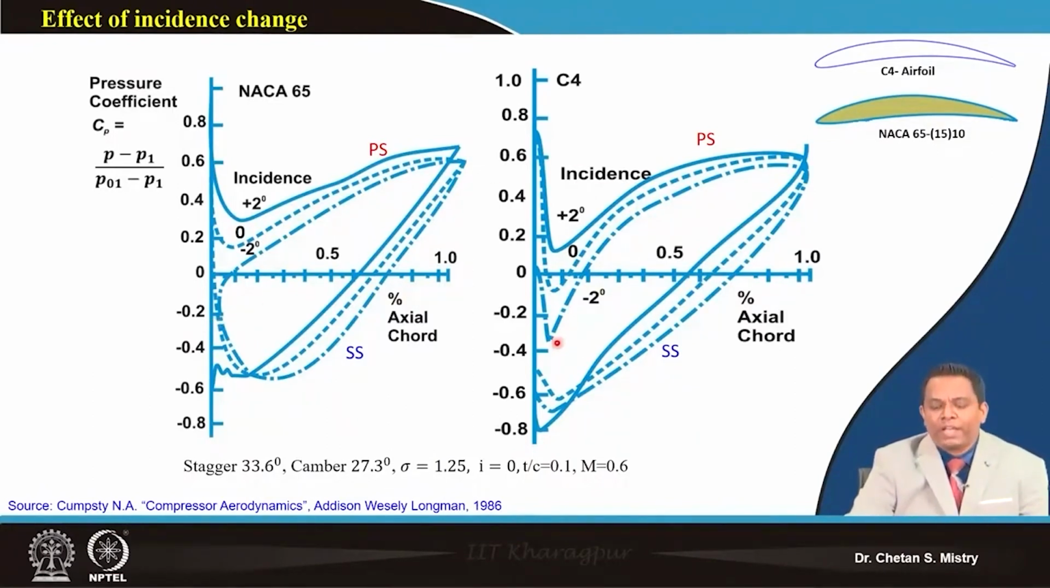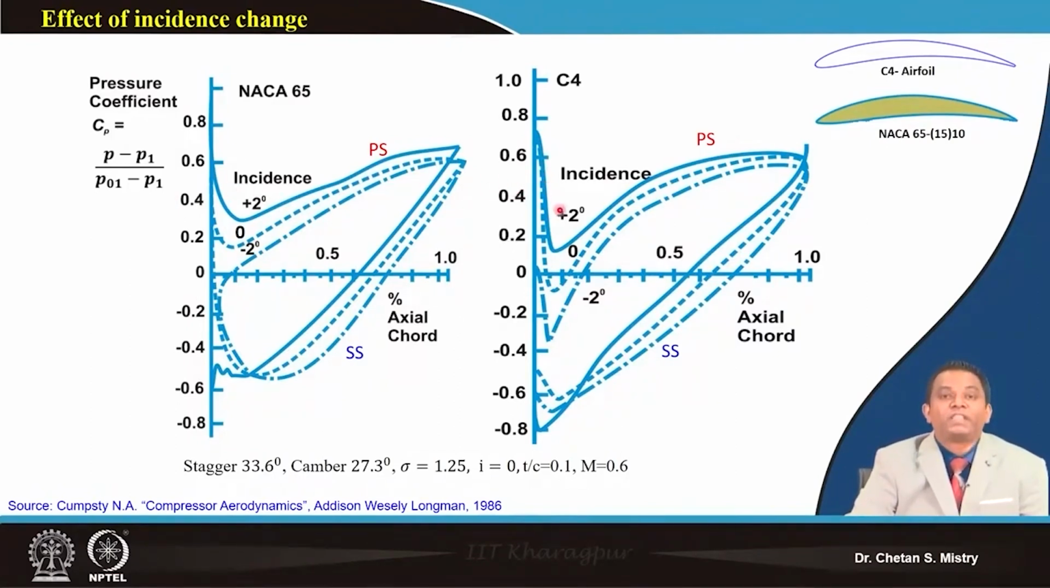Now if we look carefully at the CP distribution for the C4 aerofoil, as we have discussed, this has a large leading edge radius, or we can say the thickness of the leading edge is larger. That is reflecting what is happening on the pressure surface and suction surface. We will have higher acceleration on the suction surface, and at the same time higher acceleration even on the pressure surface. If you compare these two, you can clearly see the difference.